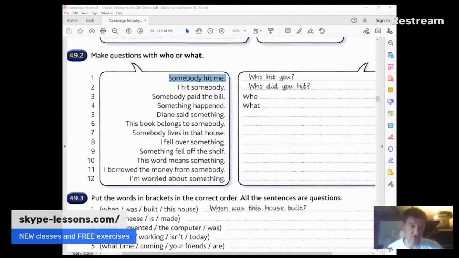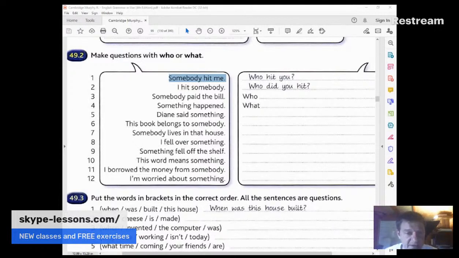And there's no inversion in these questions. There's no reversal of the subject and the verb like there is in other questions. Okay, and so that's important. So something happened. The something is the subject. This is why we say what happened and not what did happen. Yeah, just what happened. Yeah, there's no subject here. The subject is the question word.